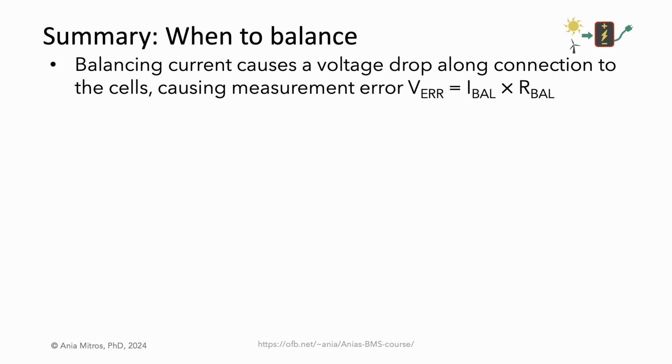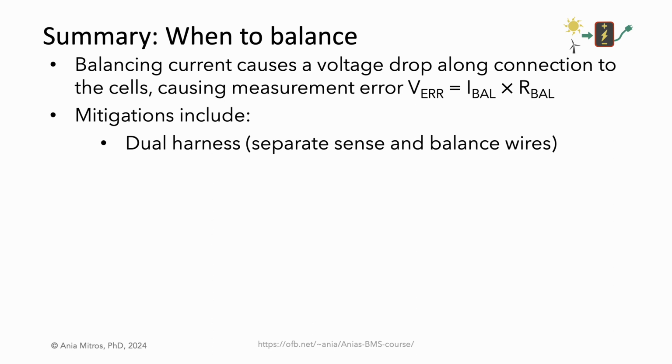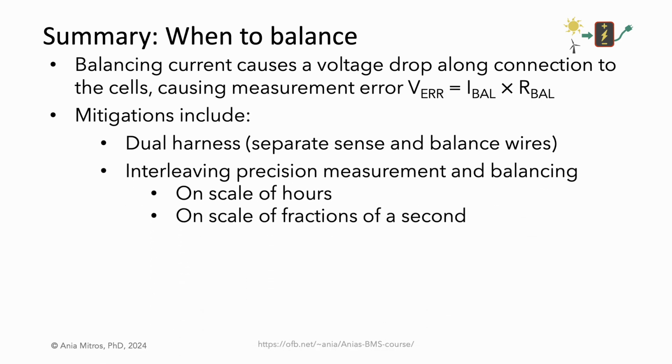Balancing current causes a voltage drop along the connection to the cells, causing measurement error equal to the product of the balancing current and the parasitic resistance between cell and sensor. Mitigations include a dual harness with separate sense and balance wires, though in practice, cost and mechanical complexity are significant hurdles. Interleaving precision measurement and balancing allows for precise measurements when balancing current is not flowing.